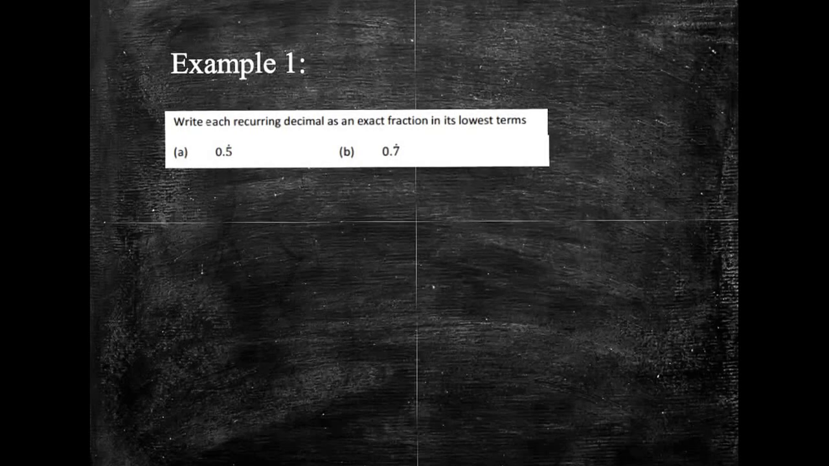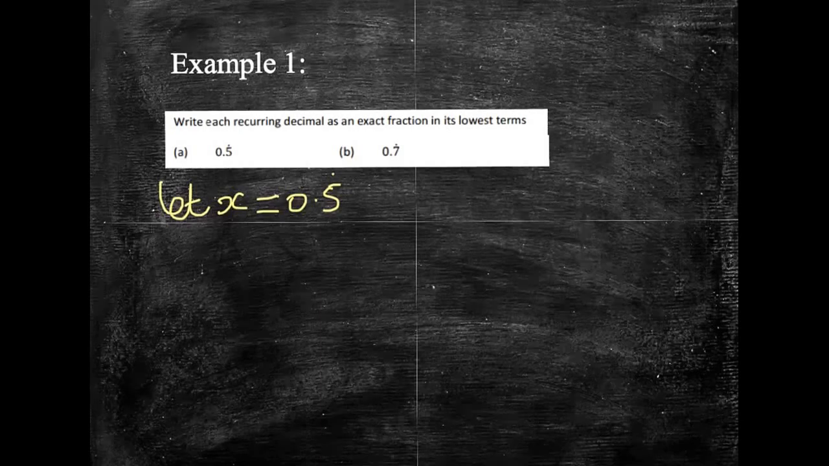0.5 recurring. So what we're going to do is say let x equal 0.5 recurring, and remember that this means 0.55555 and so on and so on and so on. Now the idea behind the algebraic way of doing this is that we're going to end up multiplying our x by either 10 or 100 or 1000 or some multiple of 10 to enable us to effectively take one of our equations away from the other to get rid of our decimals.